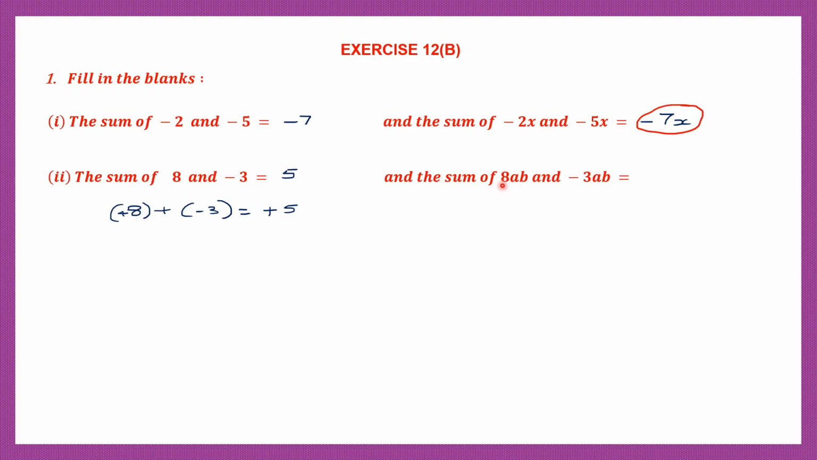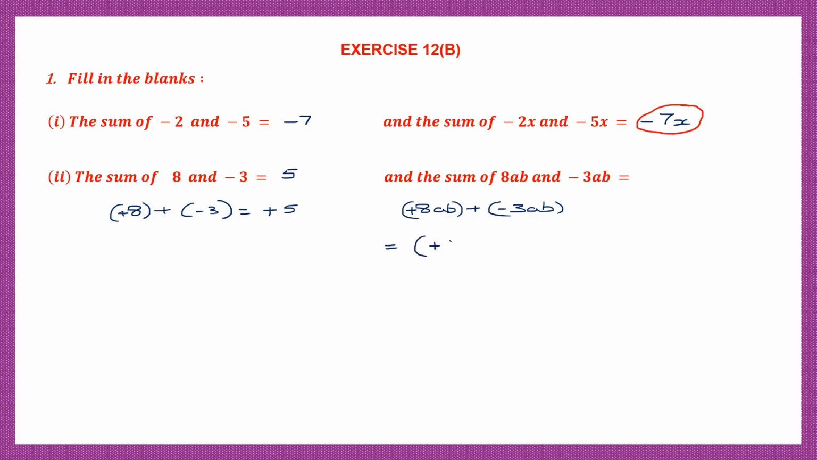Now here they're saying, and the sum of 8ab and minus 3ab. Again, these are like terms because we have ab here and ab here. So they are like terms, so we can add. That means we say 8ab plus -3ab. This is what we are asked to find, the sum. So this plus this. Now this is a positive number. So since they are like terms, we can add them up.